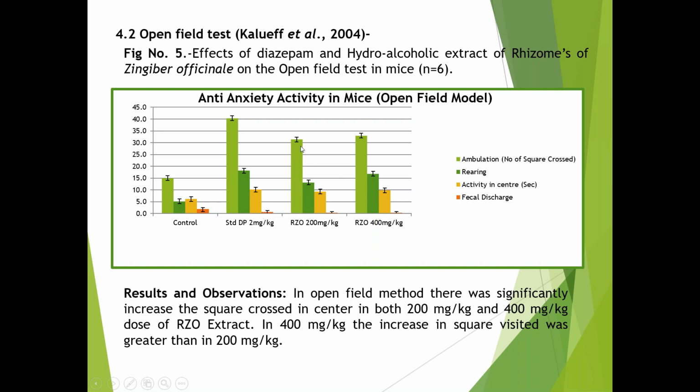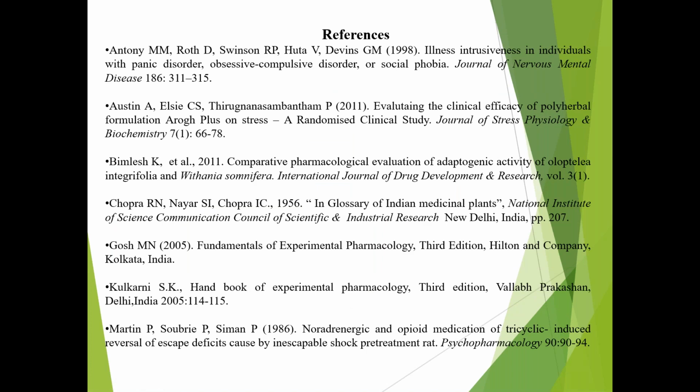the ambulation capacity of the animals increased when we increased the dose. The ambulation period also increased, the rearing activity also increased, and activity in the center also increased. Fecal discharge decreased. These are the differences. Thank you.